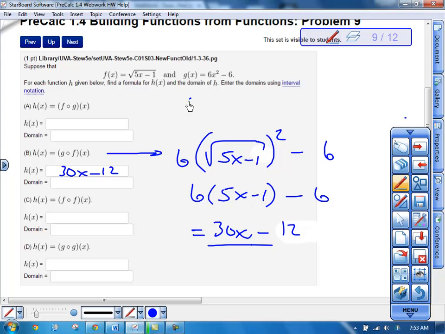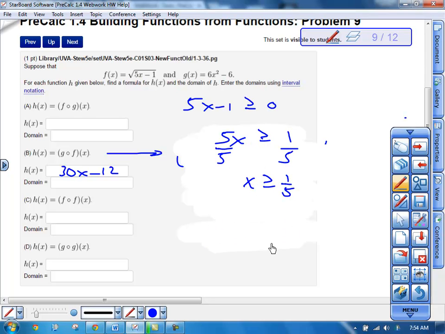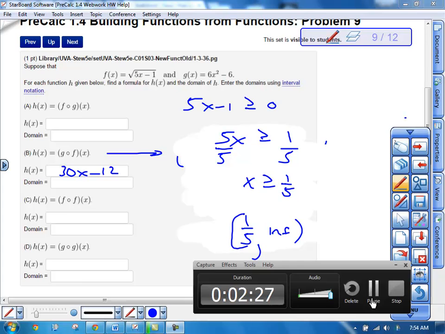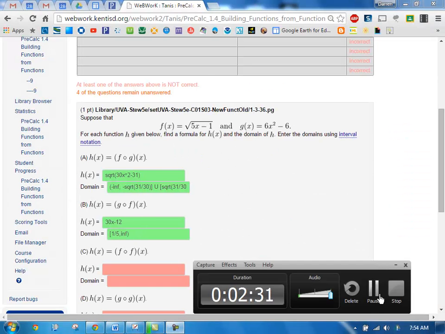So let's look at the restrictions on function f. We have 5x minus 1 has to be greater than or equal to 0, which I can add 1 to both sides, so 5x has to be bigger than or equal to 1, divided by 5. That means that x has to be greater than or equal to 1/5. So my domain would be from 1/5 bracket all the way up to positive infinity, which means the same thing as this. That goes right here. All right, so far so good.